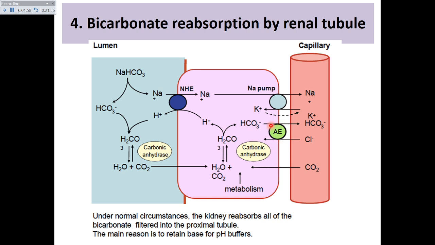So through the anion exchanger, HCO3 enters the blood and Cl comes into the cell.